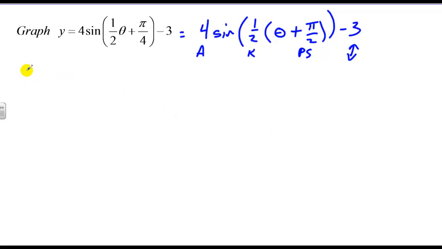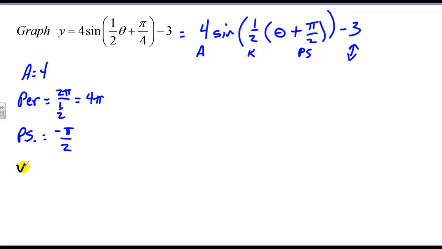So I have an amplitude, 4, period, 2 pi over a half, 4 pi, phase shift of -pi over 2, vertical down 3, or -3.